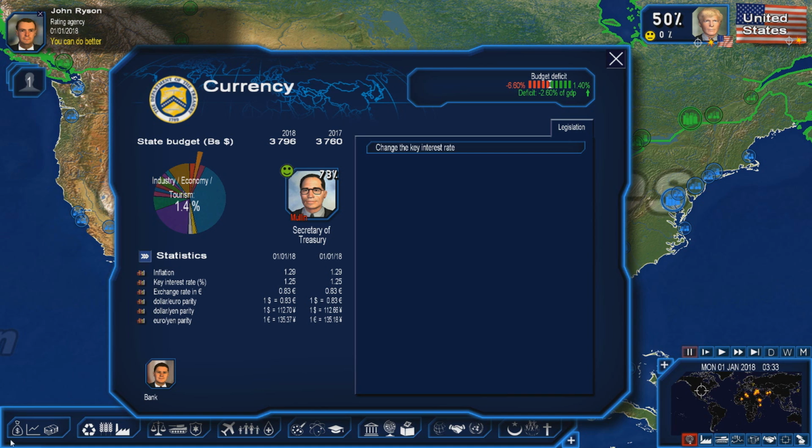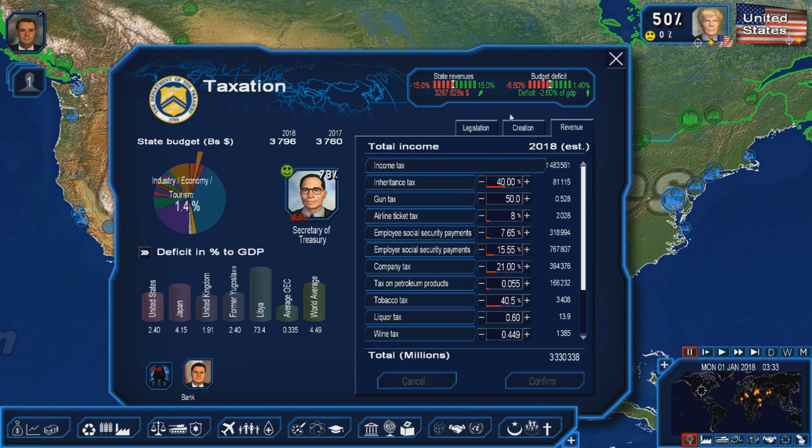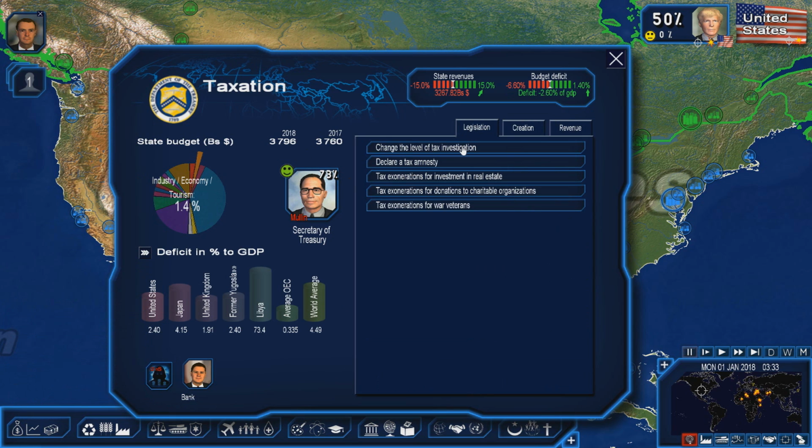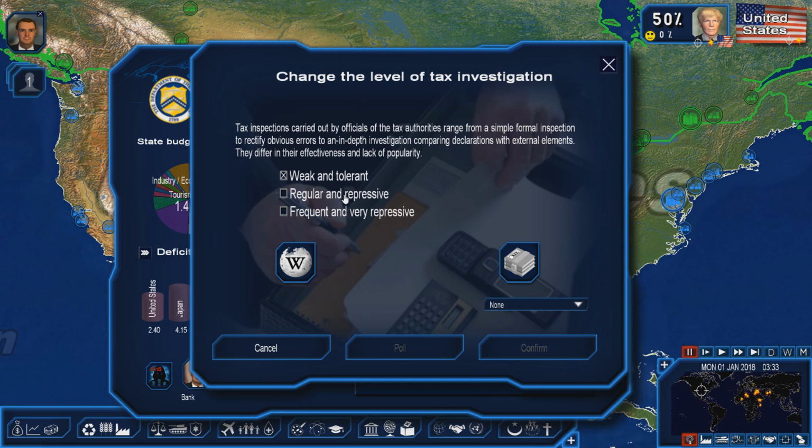You can actually come over here to taxes, and then to legislation, and change the level of tax investigation to regular and repressive, weak and tolerant, or frequent and very repressive. For a high interest rate, changing it to frequent and very repressive will make sure that your tax investigators are getting all the money that they can get from companies and people, so you're not missing out and people are actually paying their taxes.